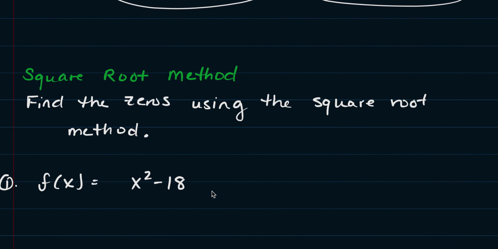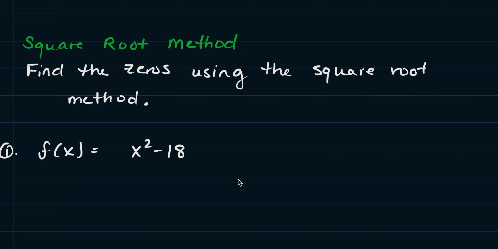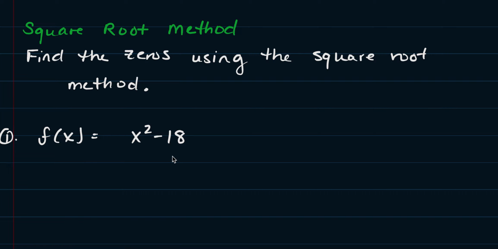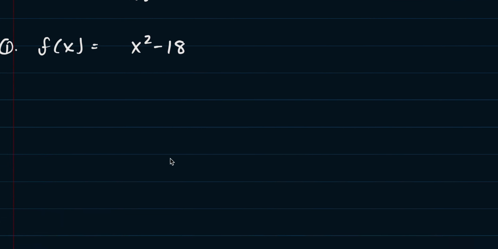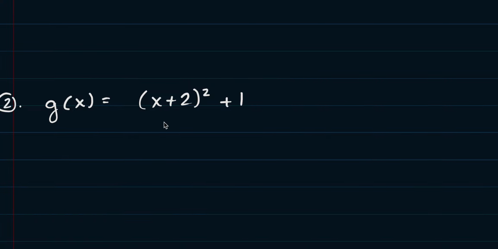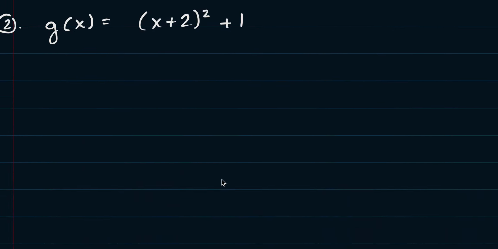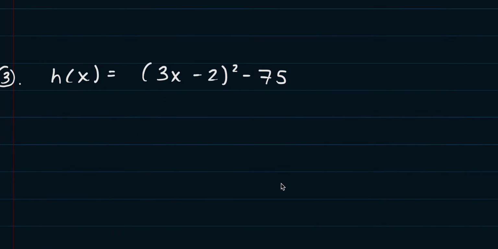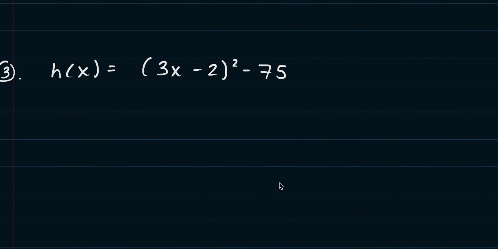Let's move on. Another method we can use is the square root method. Let's find the zeros of the following functions. Again, I'm going to show you all the functions and you can write them down, and we're going to use this method. So maybe watch one or two, try the others on your own, and just make sure you get the right answers. The first function is f of x is x squared minus 18. Then we have g of x is x plus 2 squared plus 1. H of x is 3x minus 2 squared minus 75. And that's all the problems.